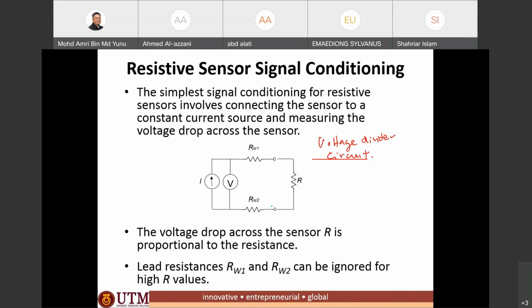So it is combined together, put in series with another fixed resistor, and then we apply a voltage. The voltage drop across the sensor will be proportional to the resistance value of the sensor. So this is one way we can use conversion from resistive change into output voltage.